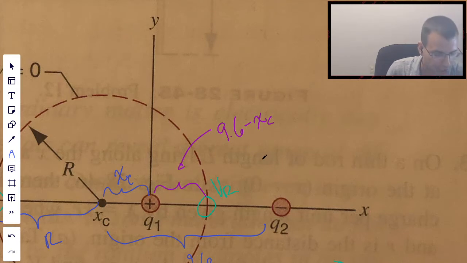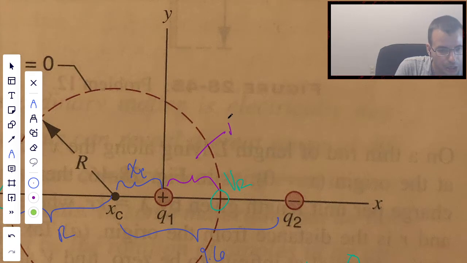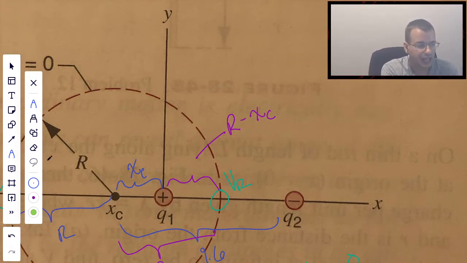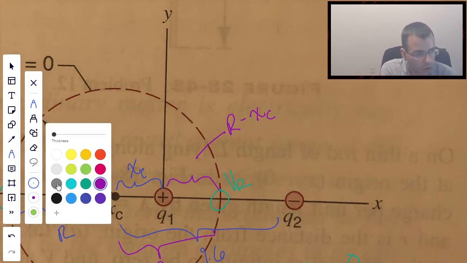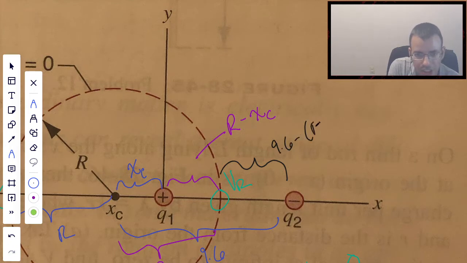So let's see. No, wait a sec. We got this. So that distance, whoop. So this distance is going to be r minus xc. There we go, r minus xc, because this distance is r. R minus xc gives us that. And so then, also for completeness, this distance right here is going to be 9.6 minus quantity r minus xc. And I know we'll cancel out the negatives.